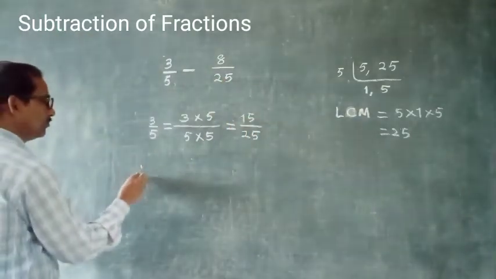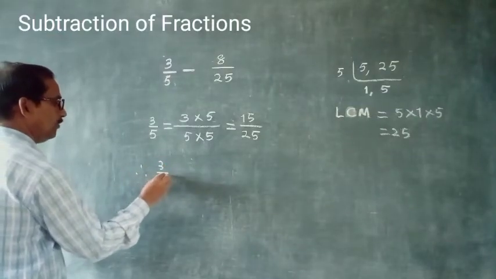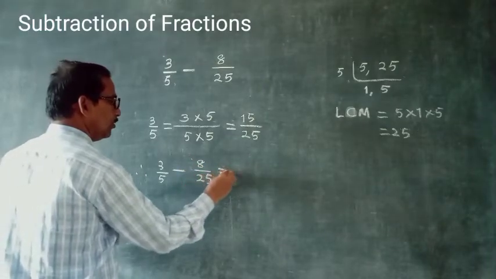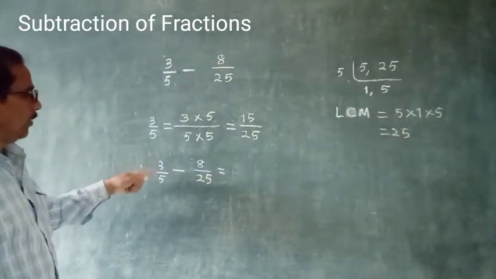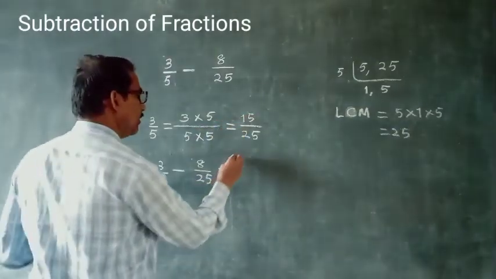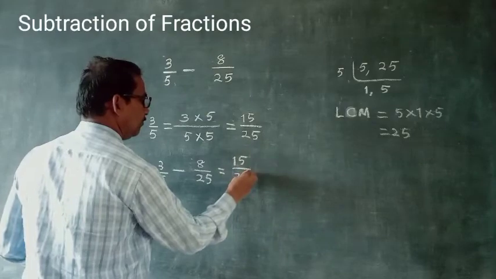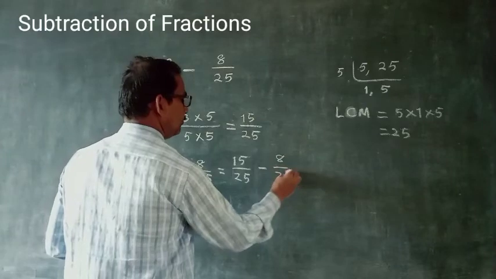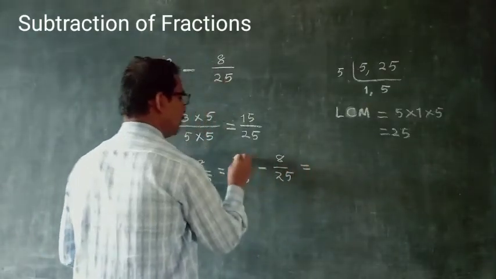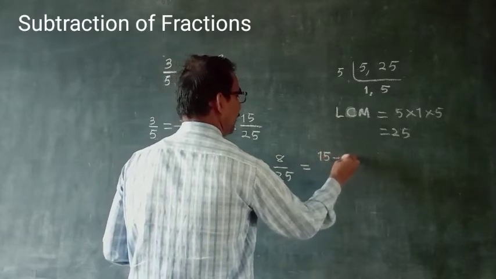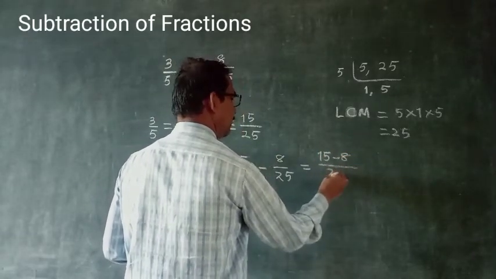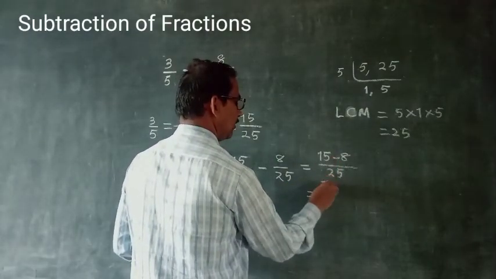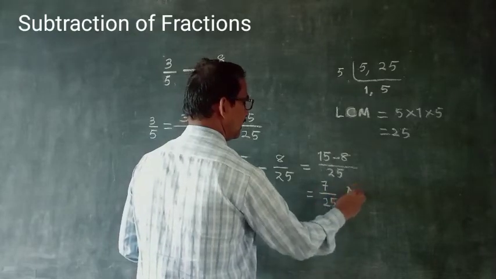So now 3 upon 5 minus 8 upon 25 will be equal to how much? So in place of 3 upon 5 you have to write 15 upon 25 minus 8 upon 25. Now you simply subtract these two. 15 minus 8 divided by 25. Now it is 7 upon 25. This is the answer.